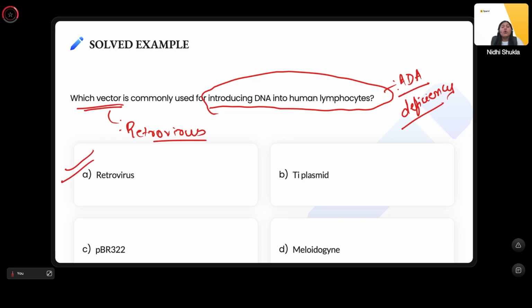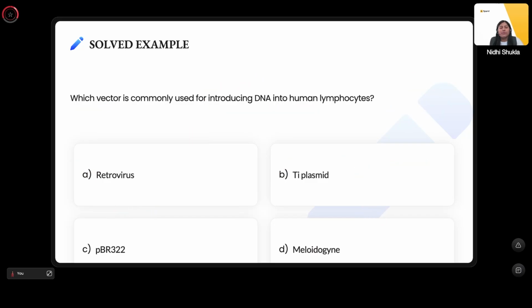So this is your option A, retrovirus. Retrovirus is used to transfer the desired gene into animal cell. Ti plasmid is used for plant cells. Okay, pBR322, which is your modified plasmid, is generally used for bacterial cells, and Meloidogyne incognita is not a vector, it is actually a parasite of tobacco plants. Okay, so your option A, which is retrovirus, is going to be your correct option.